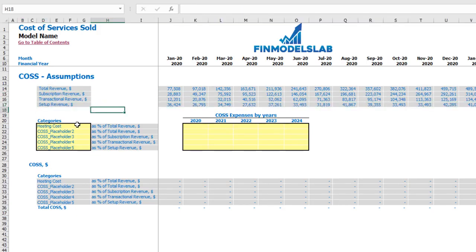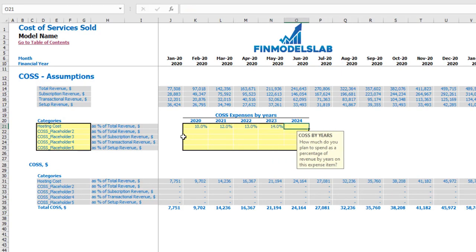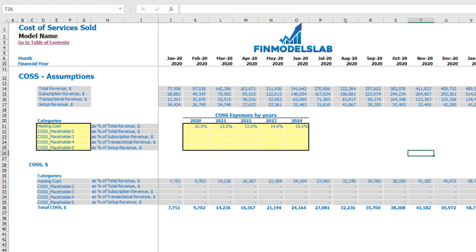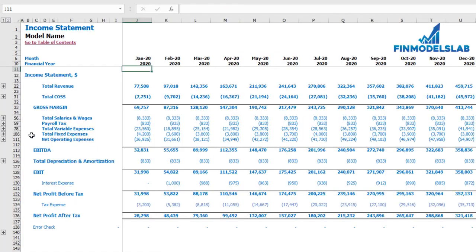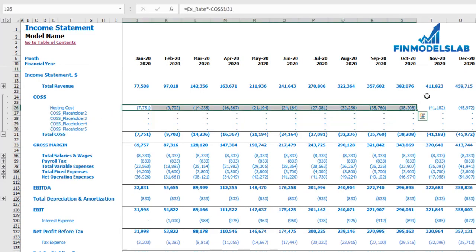So we just set up hosting cost, and we chose the basis as a percentage of total revenue. So by years we can input this amount, like 10%, 12, 13, 14, and 15. Below you may see the calculation of these line items by months. Finally, in the income statement tab, under the total costs section, you may find all the 5 line items and the amounts by months.